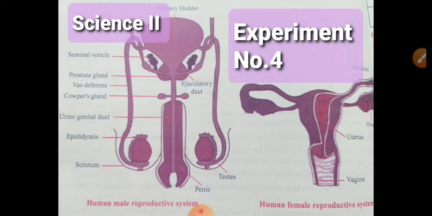As you all know, along with the PDF, I am sending you the videos also. Today, I am sending the video of experiment number 4 of Science 2, Standard 10th. Already we have finished 3 experiments. So today we will study the fourth experiment of the Science 2 practical book. The topic of the experiment is to study the human reproductive system. So, let us see, children.